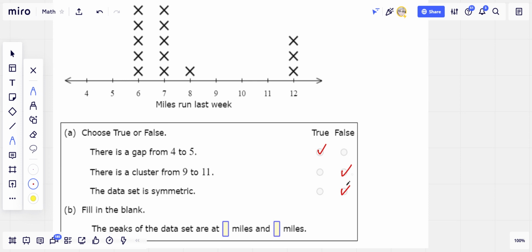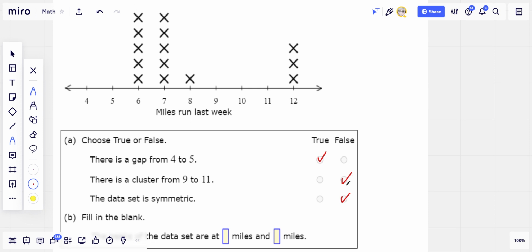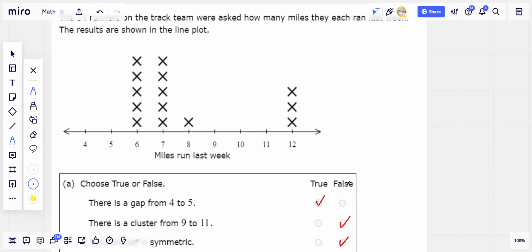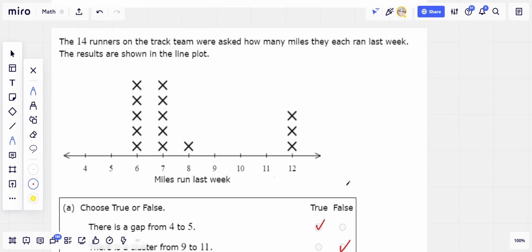And it says the peaks of the data set are at blank and blank miles, and that looks like 6 and 7 where they're the highest. So this is 6 miles and 7 miles. And that is a little bit of work with finding gaps and clusters and symmetry and peaks from plots on number lines.